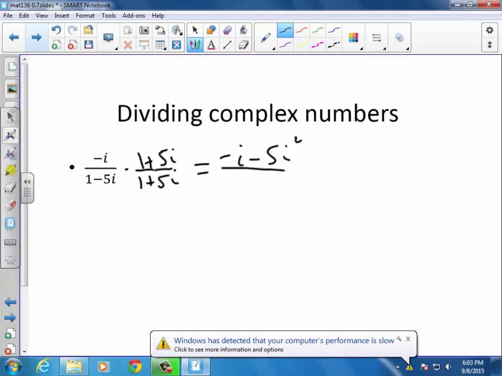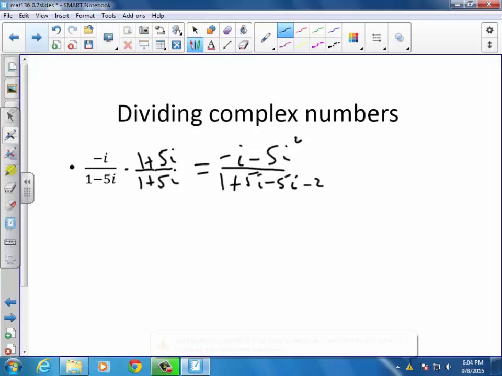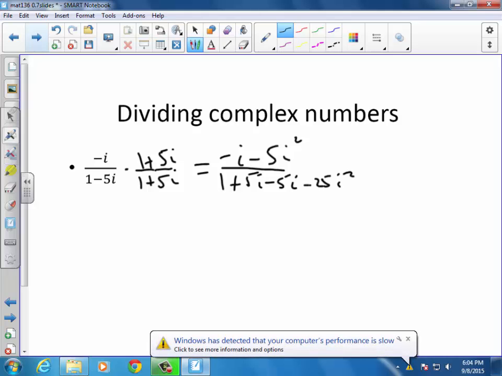So 1 times 1 is 1. You got a plus 5i. You got a minus 5i. And you got minus 5i times plus 5i is minus 25i squared. So again, keep in mind i squared is -1. Something to keep in mind, maybe off on the side.